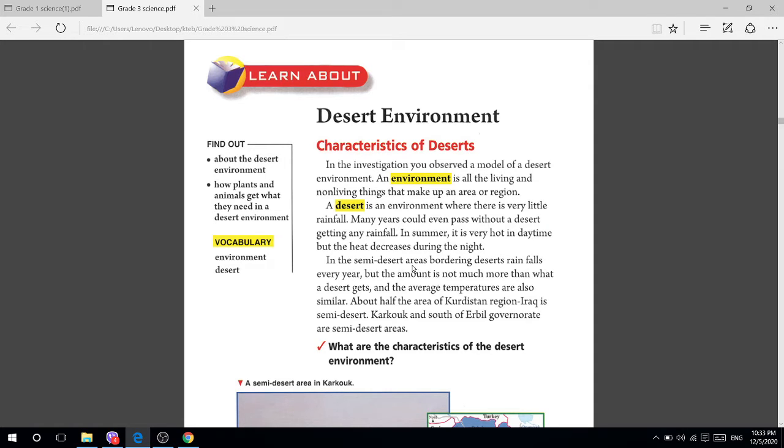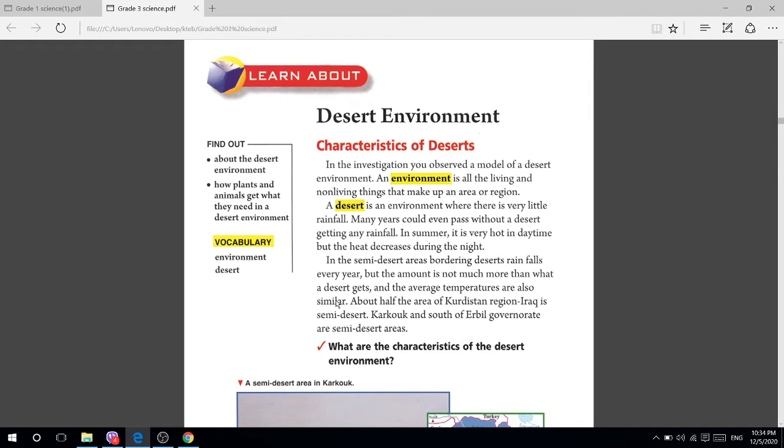In the semi-desert areas bordering desert, rain falls every year, but the amount is not much more than what a desert gets, and the average temperatures are also similar. We have other types of deserts, called semi-desert areas bordering desert. We have rainfall every year, but the amount is not much more than what a desert gets, and the average temperatures are also the same.